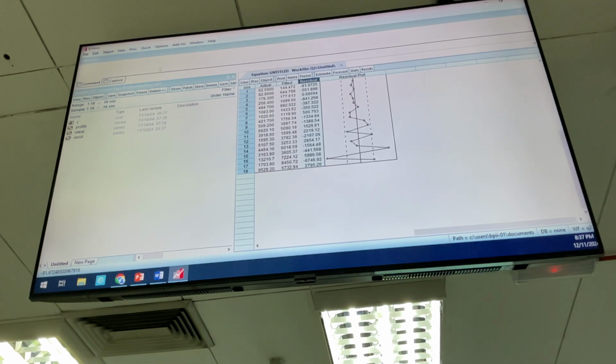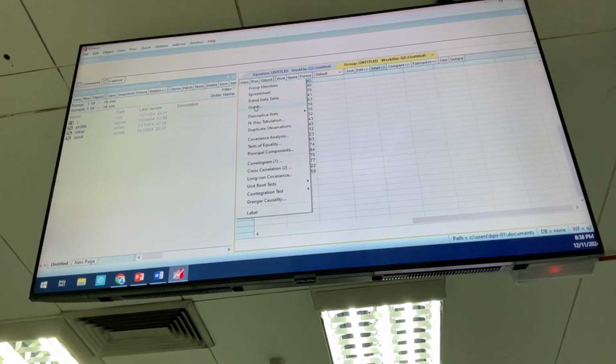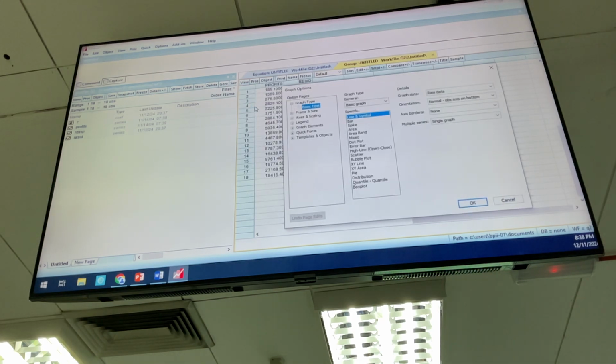Okay. So now the question asks you to plot the residual against the value of x, the profit. So residual against profit. Let's say now we want to produce a scatter plot, with profit as your x axis and residual as your y axis. So you have to click profit first, and then press Ctrl and click the residual. You can right click, open as group. You go to view, graph, scatter plot.